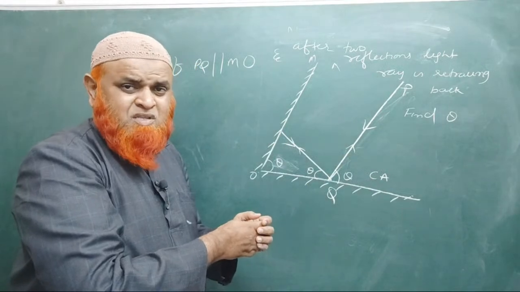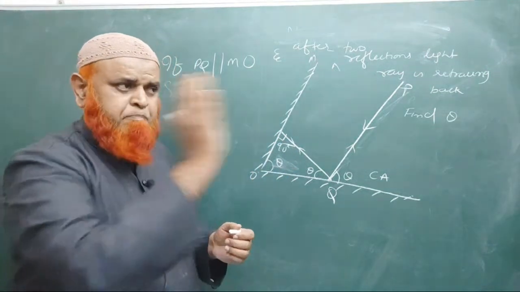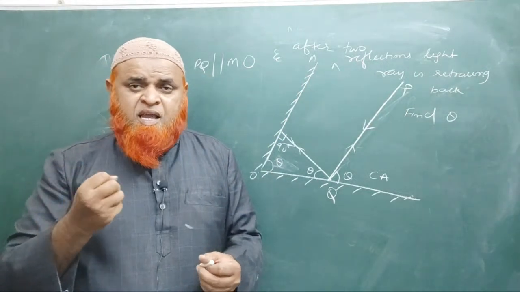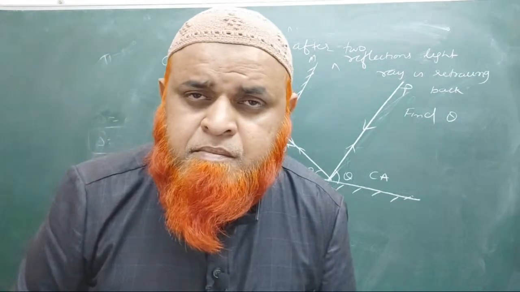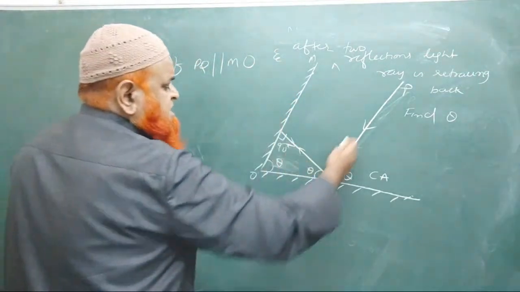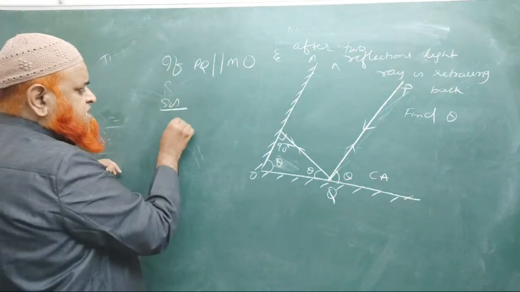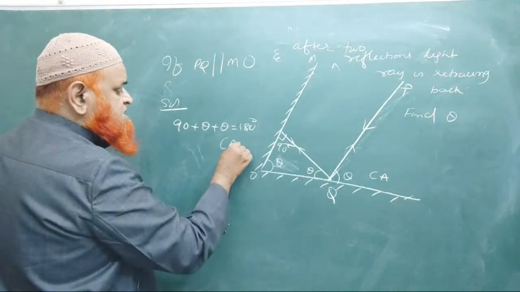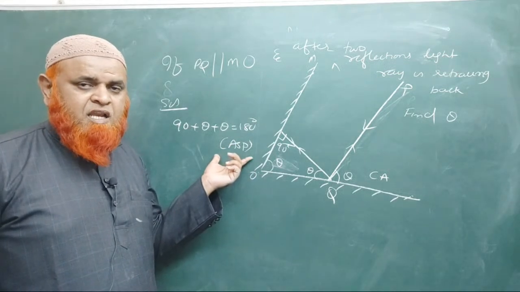The meaning, it is understood that it has made 90 degrees here. If anything strikes exactly perpendicularly, then it comes back in the same direction. Anything strikes perpendicularly, then only it is possible that it comes back in the same direction. Now, as it is coming back in the same direction, it is understood this is 90. So therefore, the solution is 90 plus theta is equal to 180 degrees. This is called the angle sum property.